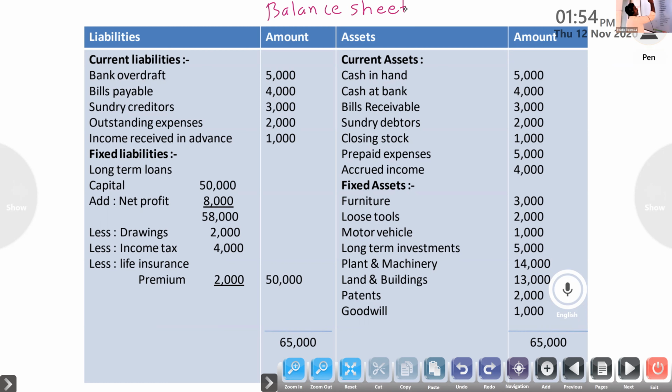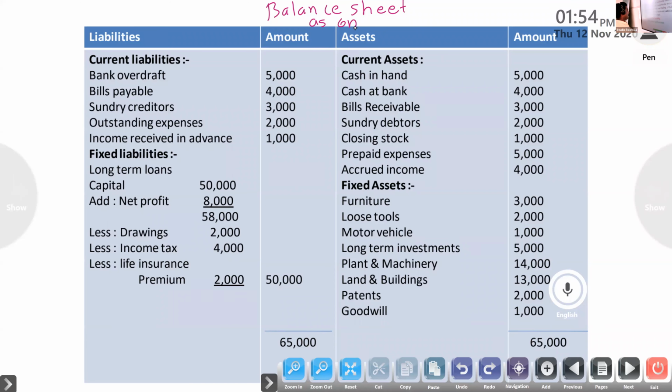Trading and profit and loss account is for the year ended. Here, balance sheet is as on or as at. Here there is no need of debit and credit. It is not an account. Balance sheet is a statement. So what do you mean by grouping and marshalling of assets? Means arrangement of assets in a particular order. That is called grouping and marshalling of assets.